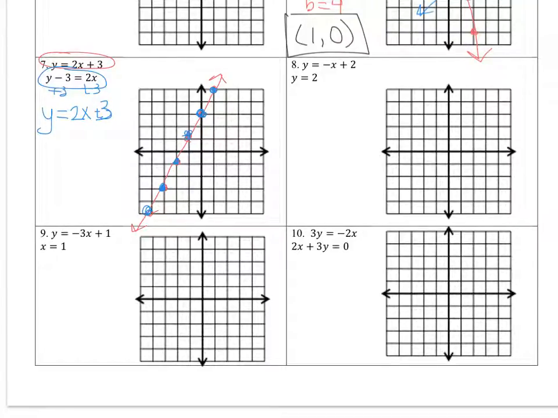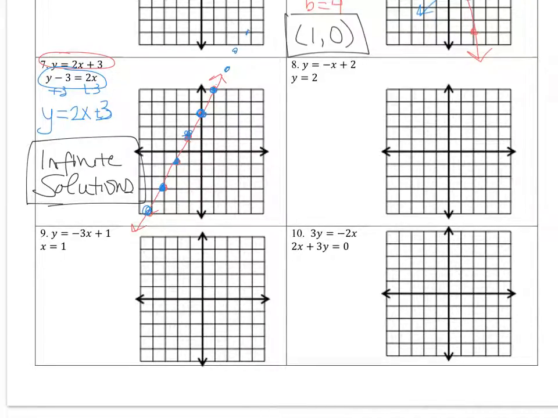They intersect everywhere. They don't just intersect on these 6 points. They keep going and they keep intersecting forever. So, if they intersect forever, how many intersection points are there? There's infinite. So when my lines are the exact same identical line, I'm not going to sit there and write every ordered pair out there that works. I'm going to write infinite solutions. So when my lines overlap each other, and they form the exact same line, they intersect everywhere, which means I have infinite solutions.